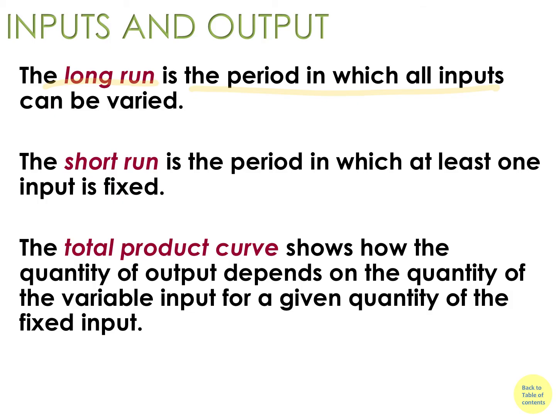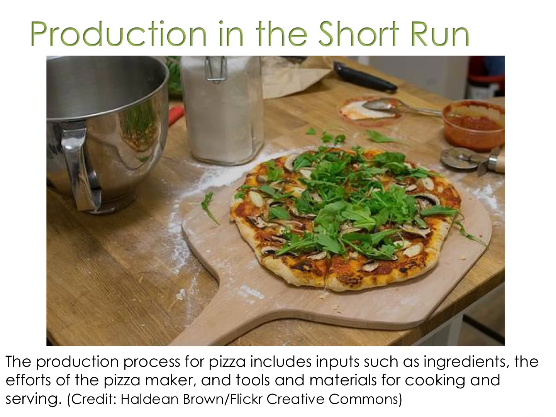Most of production happens in the short run, when at least one thing, think your building lease, your machinery cost, etc., is fixed. The total product curve shows us then that exact combination of inputs to outputs for a particular firm. It's always a good idea to think about a specific example, so pizza would be a good example.